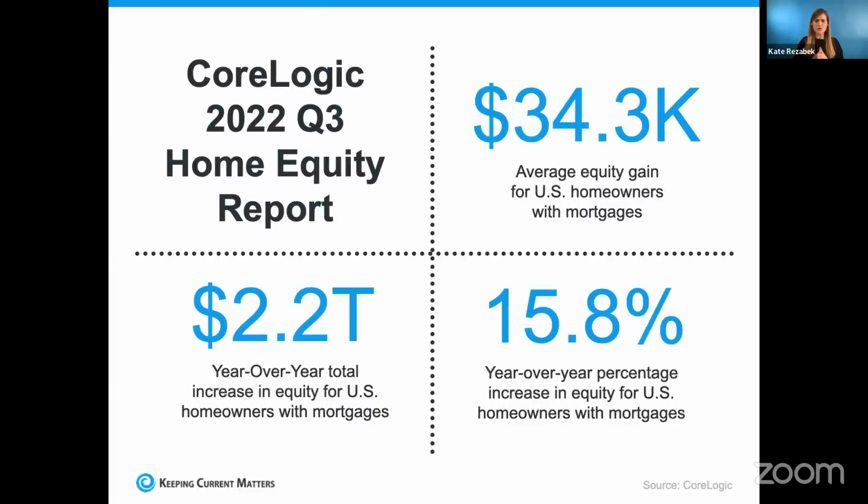So let's look at the CoreLogic Homeowner Equity Report. This is from Q3 of 2022. So latest data that we have, the average equity gain for a homeowner over the past year was over $34,000. Year over year percentage increase in equity was 15.8% for the average homeowner with a mortgage, and a total of $2.2 trillion in increasing equity.